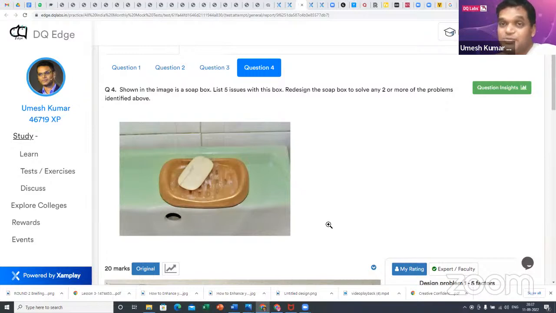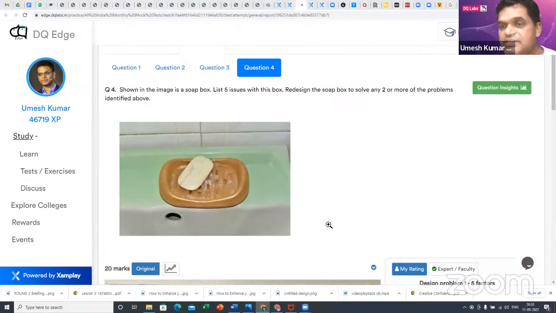Yes, that is one of the problems. Soap box can slip and fall, Shreya. All right, so these are all valid problems. When you get these kinds of problems, I always recommend that you list down the problems and see which is the most common and most addressable. Okay.